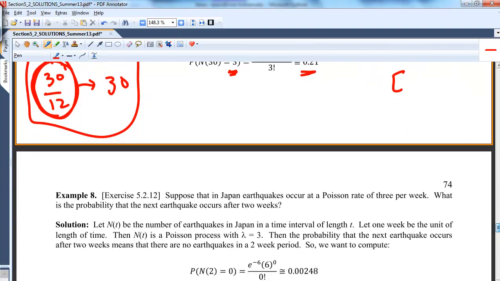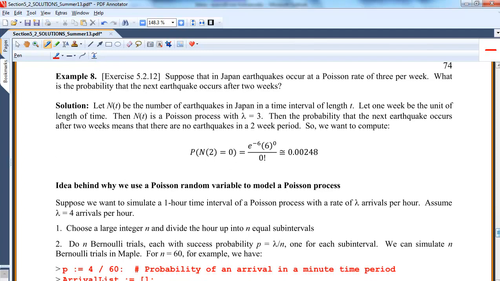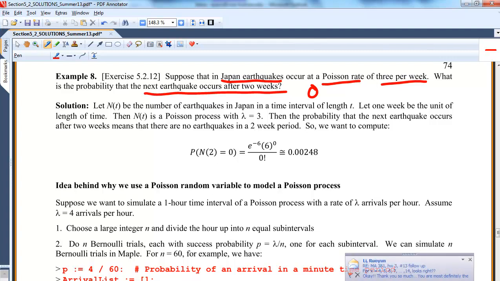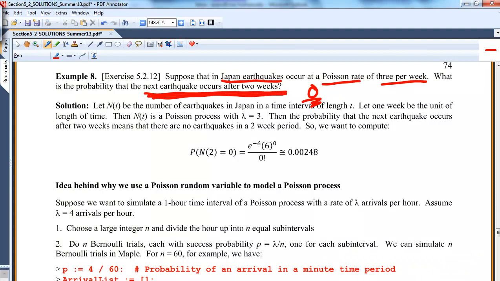Let me go down to one more example. Japan earthquakes occur at a Poisson rate of 3 per week. Wow, that sounds really high. What's the probability that the next earthquake occurs after 2 weeks? If the next one occurs after 2 weeks, that must mean I see 0 in a 2-week period. I hope that makes sense to you. That means I see none in a 2-week period.